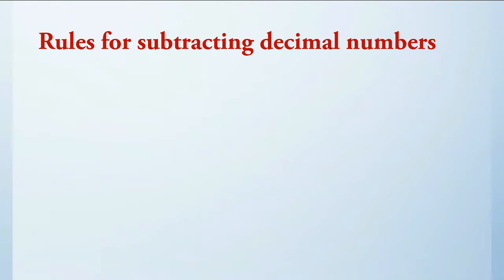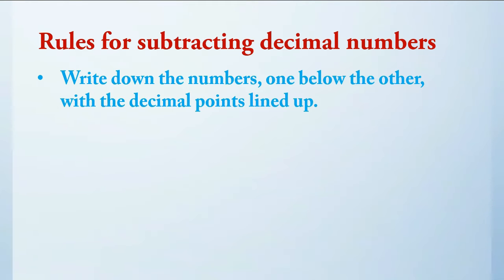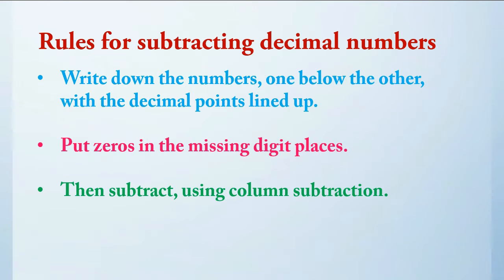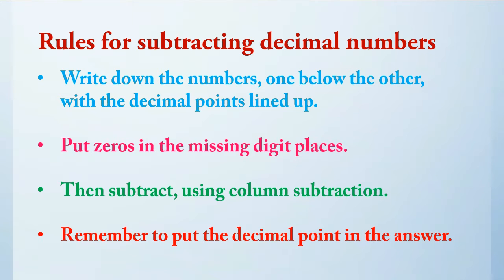Now we are going to start with the rules for subtracting decimal numbers. What are the rules for subtracting decimal numbers? Let's check. Write down the numbers one below the other with the decimal points lined up. Put zeros in the missing digit places. Then subtract using column subtraction. Remember to put the decimal point in the answer.